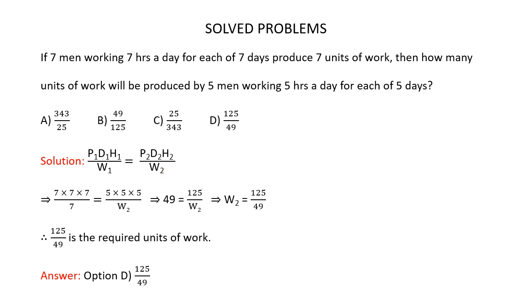So substituting all these values in the formula here we get 7 multiplied by 7 multiplied by 7 divided by 7 is equal to 5 multiplied by 5 multiplied by 5 divided by W2. On cross multiplication and solving, we get W2 is equal to 125 divided by 49. So 125 by 49 is the required units of work. The correct answer is option D, 125 by 49.